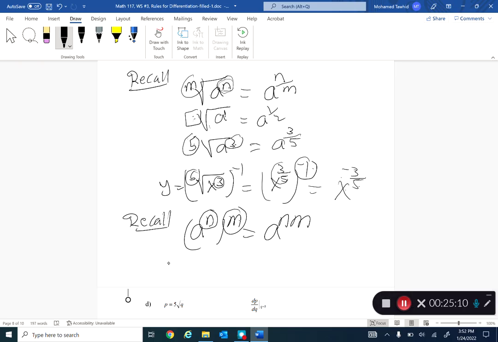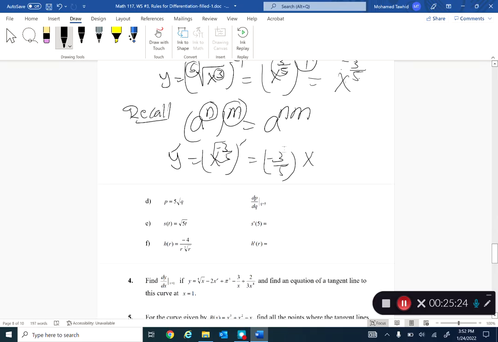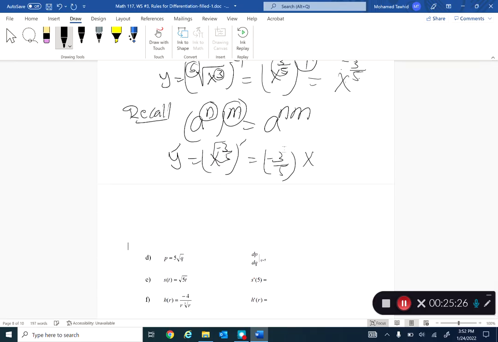All right? So now I need to take the derivative of this. It will be very easy. Your n here is negative 3 over 5. So it will be negative 3 over 5, x to the power n minus 1. So here it will be negative 3 over 5 minus 1. You can simplify this.